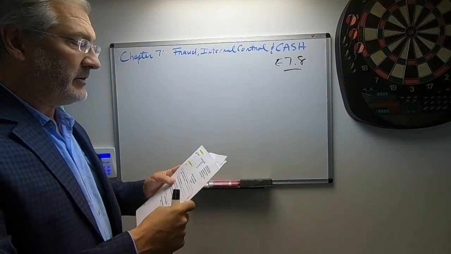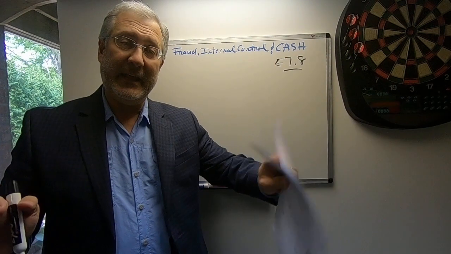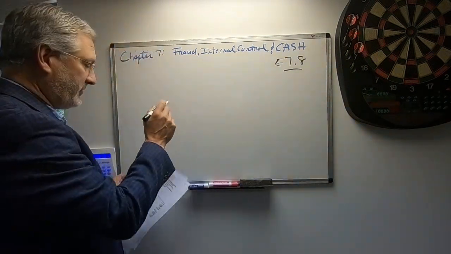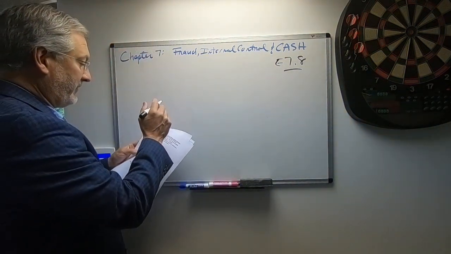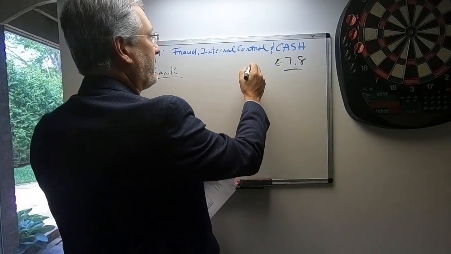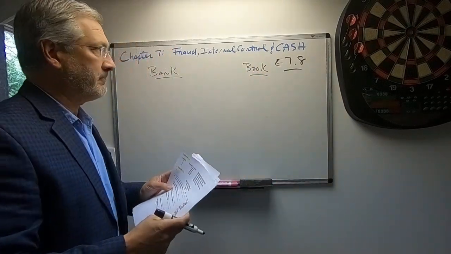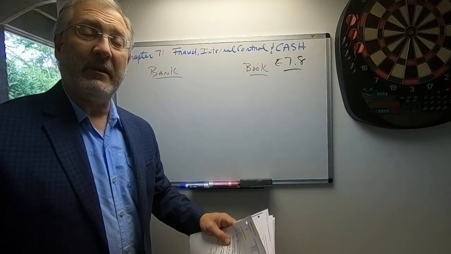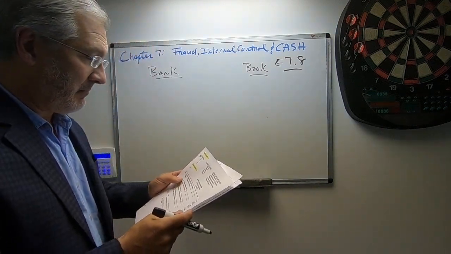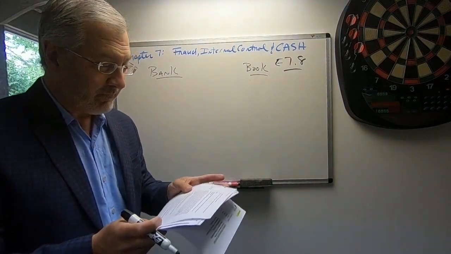And remember what we're doing here. We are reconciling both the bank and the book side. So we're going to have the bank side over here, and we're going to have the book over here. We're both coming down to what? The correct bank balance. So let's read the problem here. It's a very easy one.